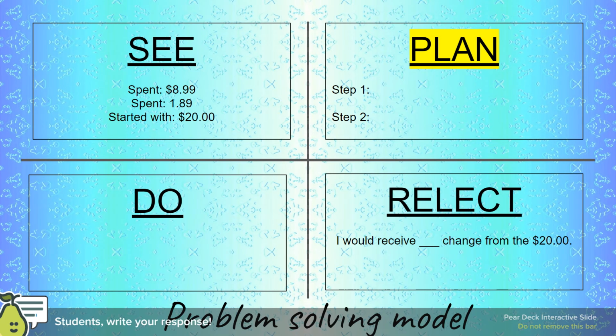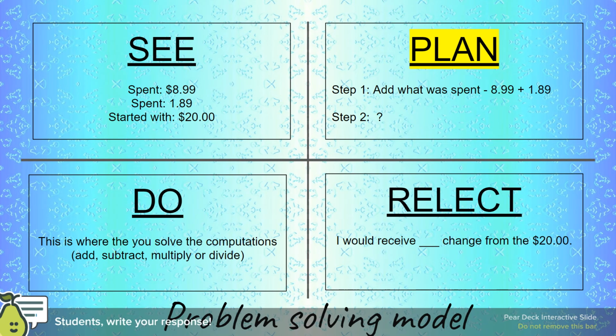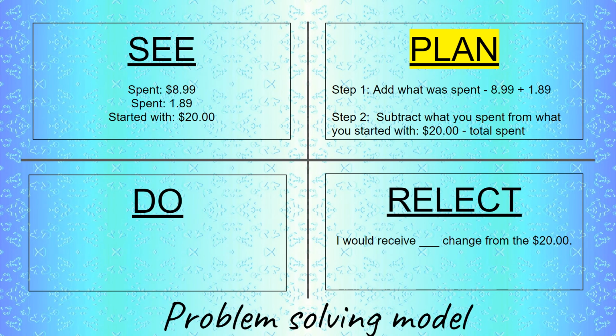Then I move to my plan. Now, because I know that this is a multi-step problem or two-step problem, I need to write down the two steps I'm going to do. My first step is to add what I spent, so I spent $8.99 and $1.89. So first I need to add those two together. Then step two, I need to subtract how much I spent from what I started with. So my $20.